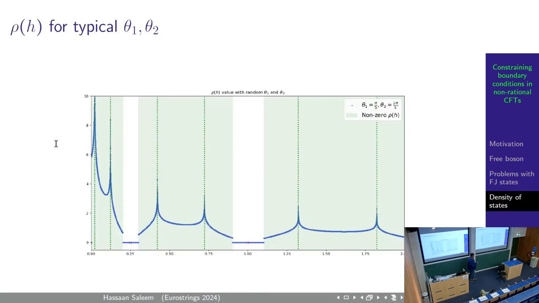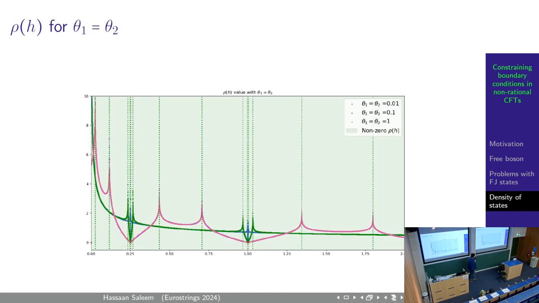So for generic theta values, for example, here we have theta equals pi over 2, 2 pi over 5, pi over 5 and 2 pi over 5. The density of states has these discontinuities. Now this is another undesirable feature for the density of states. So you can think of it as another problem with the Friedan-Janic states, but this is not a concrete problem. But okay, you can say that it's some problem, but not a concrete problem.